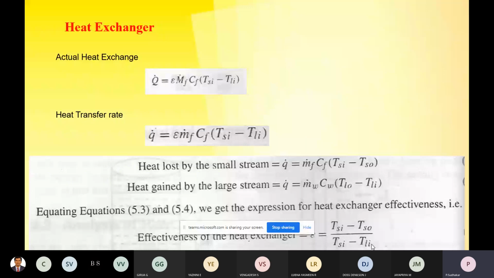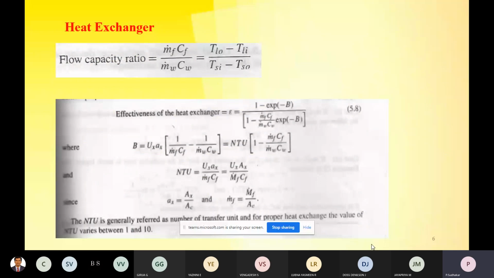So next is the flow capacity ratio. The flow capacity ratio is defined as the ratio of the temperature difference required for proper performance of the temperature changing across the two streams. This can be obtained by equating these two terms so that you can get the flow capacity ratio. So this is the flow capacity ratio.